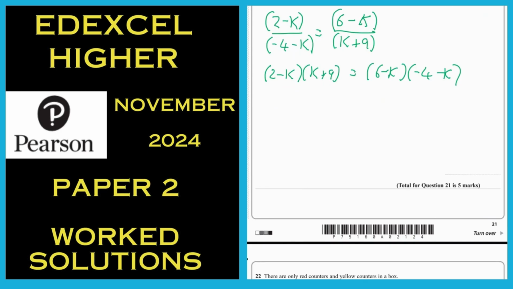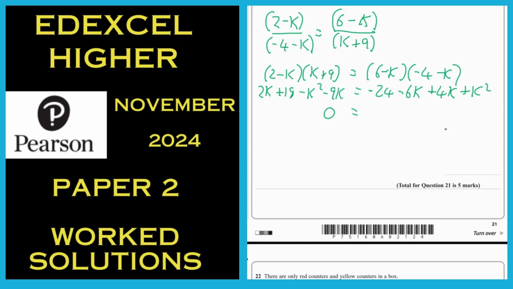Left hand side, again, loops, grids if you want to, it's entirely up to you. Here's what I get: 2 times K, getting 2K plus 18 minus K squared minus 9K. Right hand side again, loops any order you want, minus 24 minus 6K plus 4K plus K squared. Let's collect our like terms, simplify and all that malarkey, but ultimately get 0 on the left hand side.